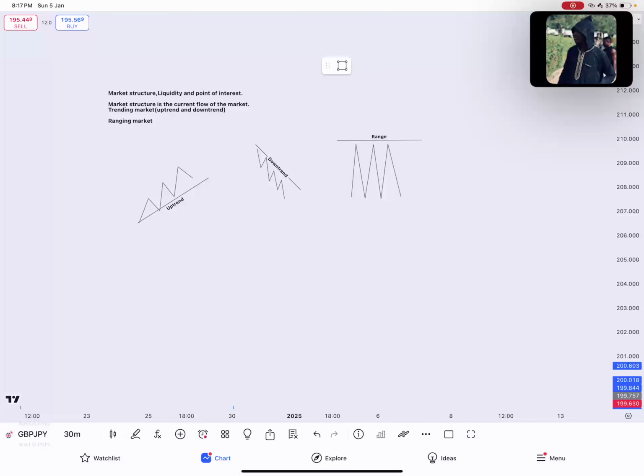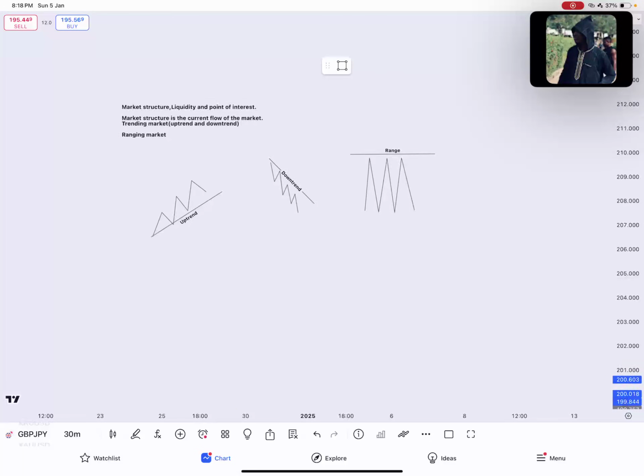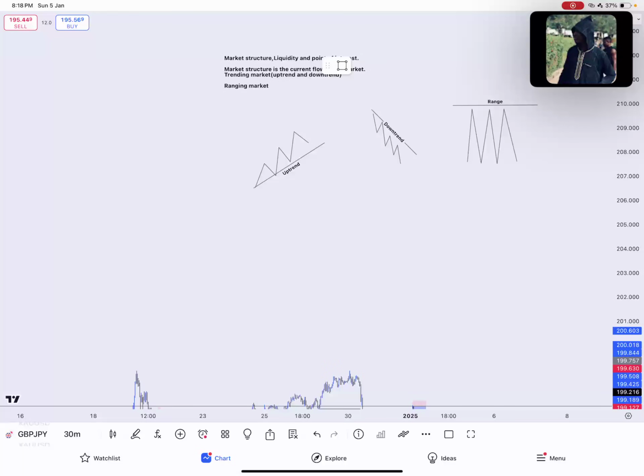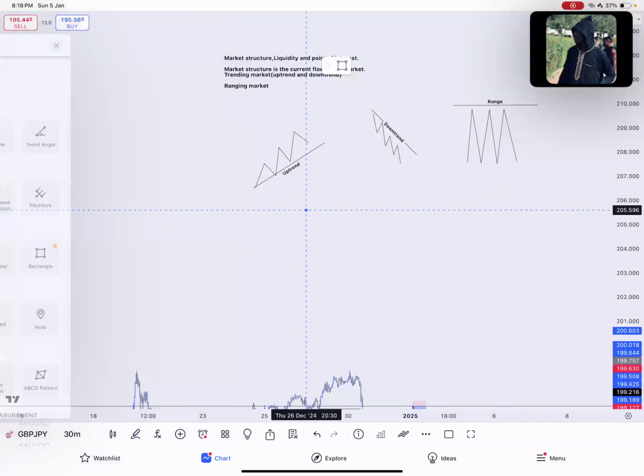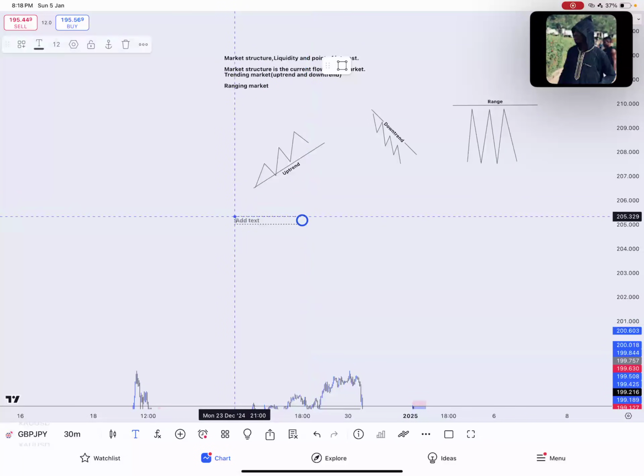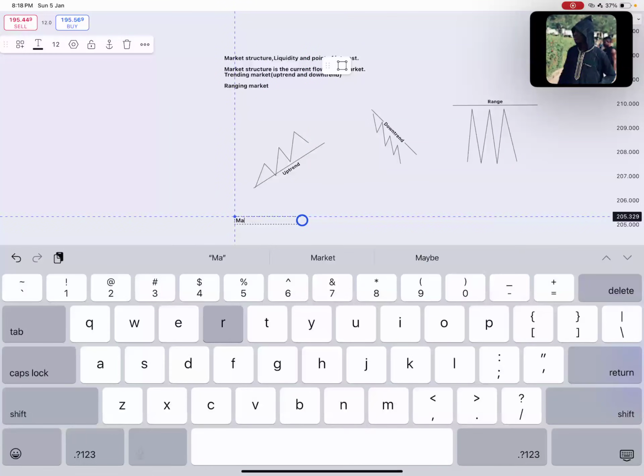So now under market structure, there are two vital things that I pay attention to. Number one is the market structure shift, and the second one is the break of structure. If I see any of these two things, I can critically mark out that I've seen the structure part of my strategy. So like I said, under the structure part of my strategy, there are two things I look out for. The first one is market structure shifts.